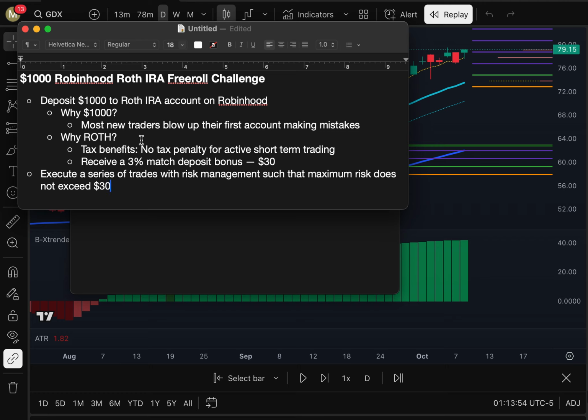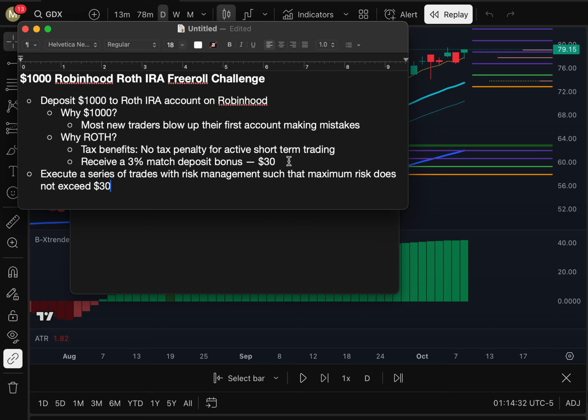Why a Roth account? There's tax benefits. There's no tax penalty for active short-term trading. So that simplifies things. And also they're giving a 3% bonus, which would be $30 that I have available immediately to trade with. And so my goal is to execute a series of trades using risk management such that my maximum risk does not exceed $30.